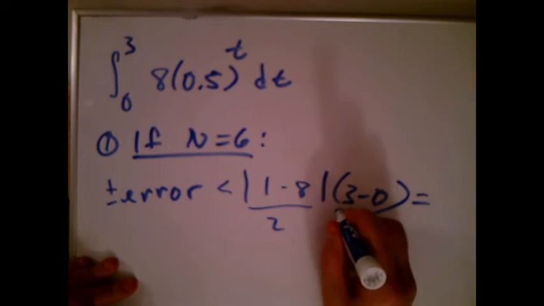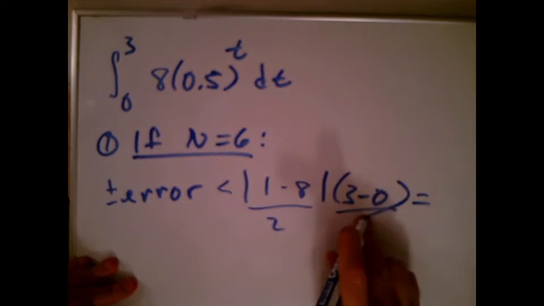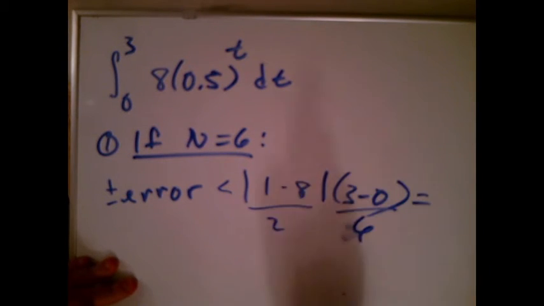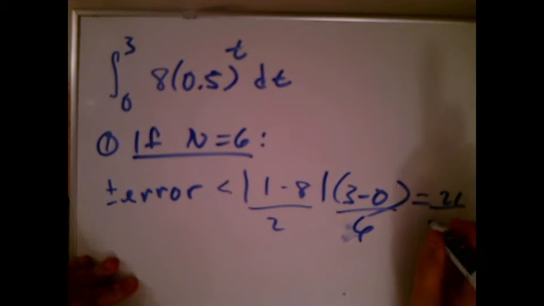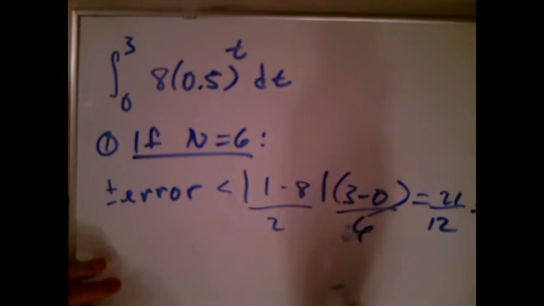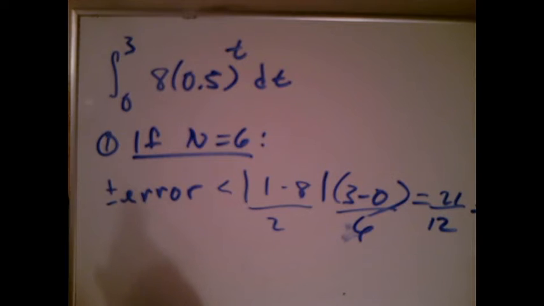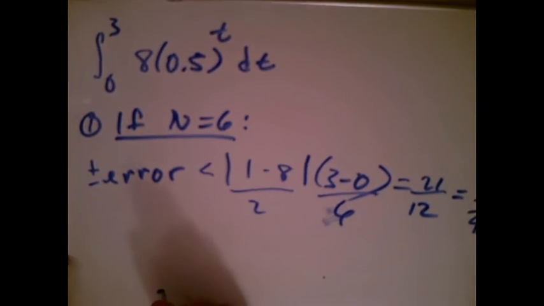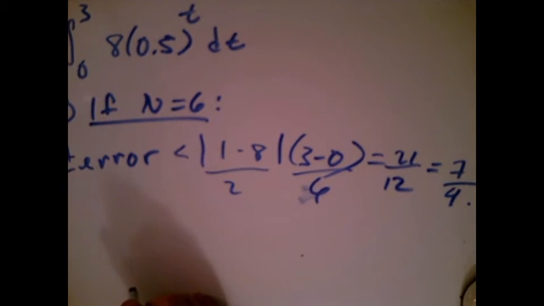b minus a over n. There it is. That made me feel better, yes. Okay, so the top is going to be 21, the bottom is going to be 12. Divide the top and bottom by 3, I'm going to get 7/4, I think. What does that say? That says if n equals 6, when we do all those big long calculations, we're going to get an error of 7/4, if I did that right.